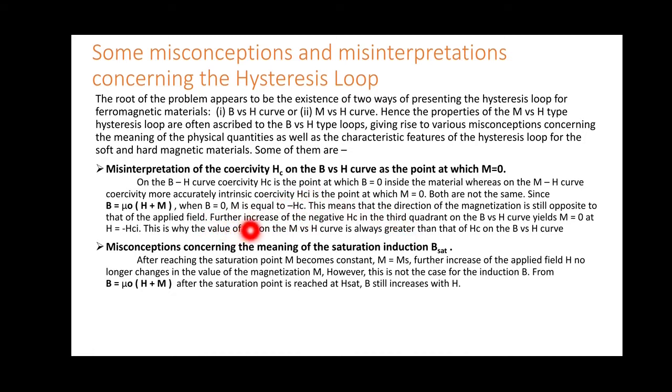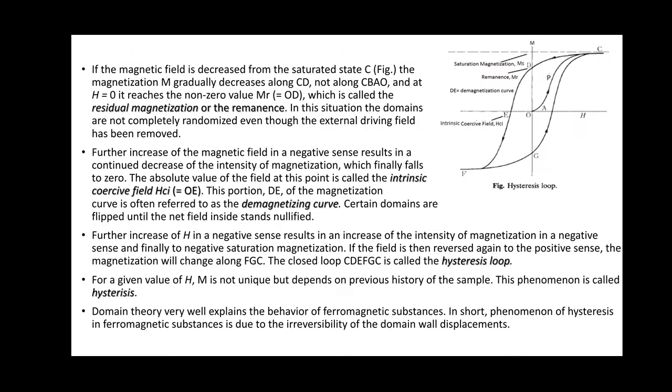Further increase of the negative H in the third quadrant on the B versus H curve leads to M equals 0. So we have to further increase the applied field in the negative direction to get the point at which magnetization equals 0, because when B equals 0, magnetization has decreased but has not reached the point where M equals 0. So we have to go into the third quadrant of the B versus H curve, which I have shown in this figure.